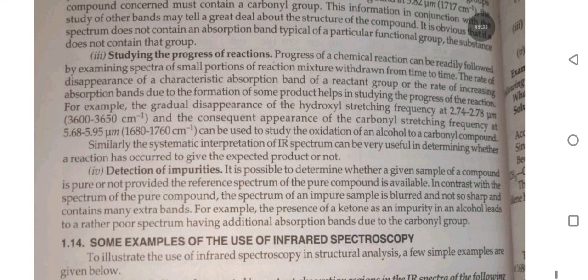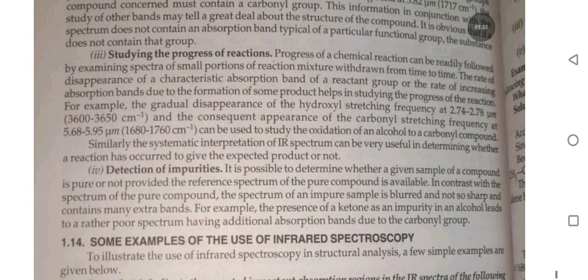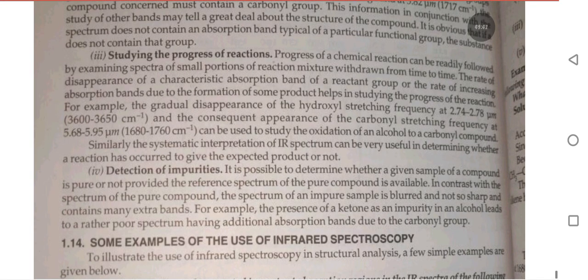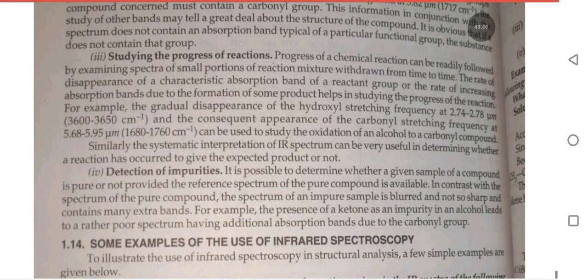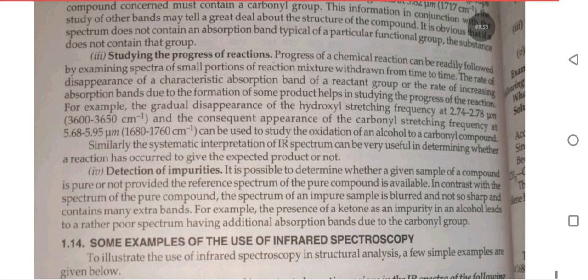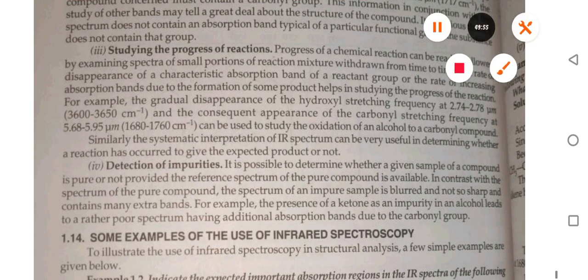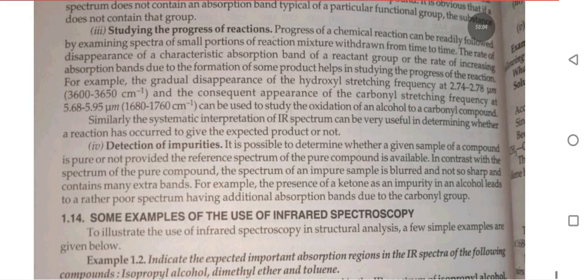Studying the progress of reaction. Progress of a chemical reaction can be readily followed by examining spectra of small portions of reaction mixture withdrawn from time to time. The rate of disappearance of a characteristic absorption band of a reactant group or the rate of increasing absorption band due to formation of some product helps in studying the progress of the reaction.